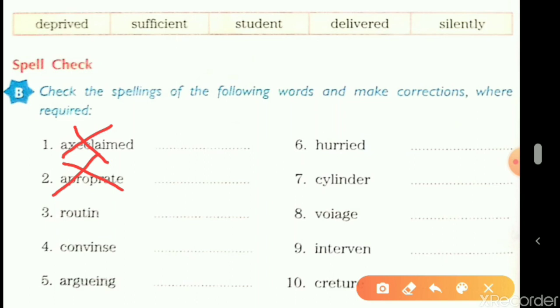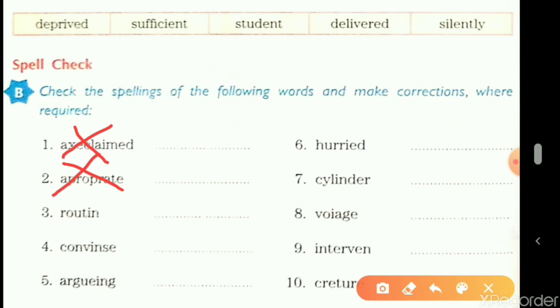Now, the second spelling is also wrong. I'll dictate the correct spelling to you. That will be A double P R O P R I A T E, appropriate. Again, I'm repeating it. A double P R O P R I A T E, appropriate.